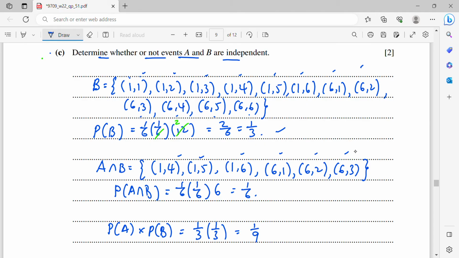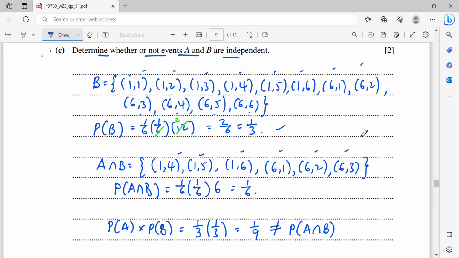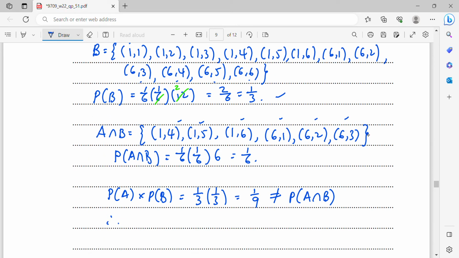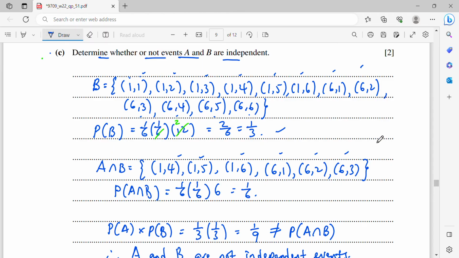Okay, so now you compare with the intersection probability. It is not the same as P(A intersect B), because your probability of A intersect B is only 1 over 6. So therefore, the conclusion is A and B are not independent events. Or you may write A and B are dependent events. So this is how we solve part C.